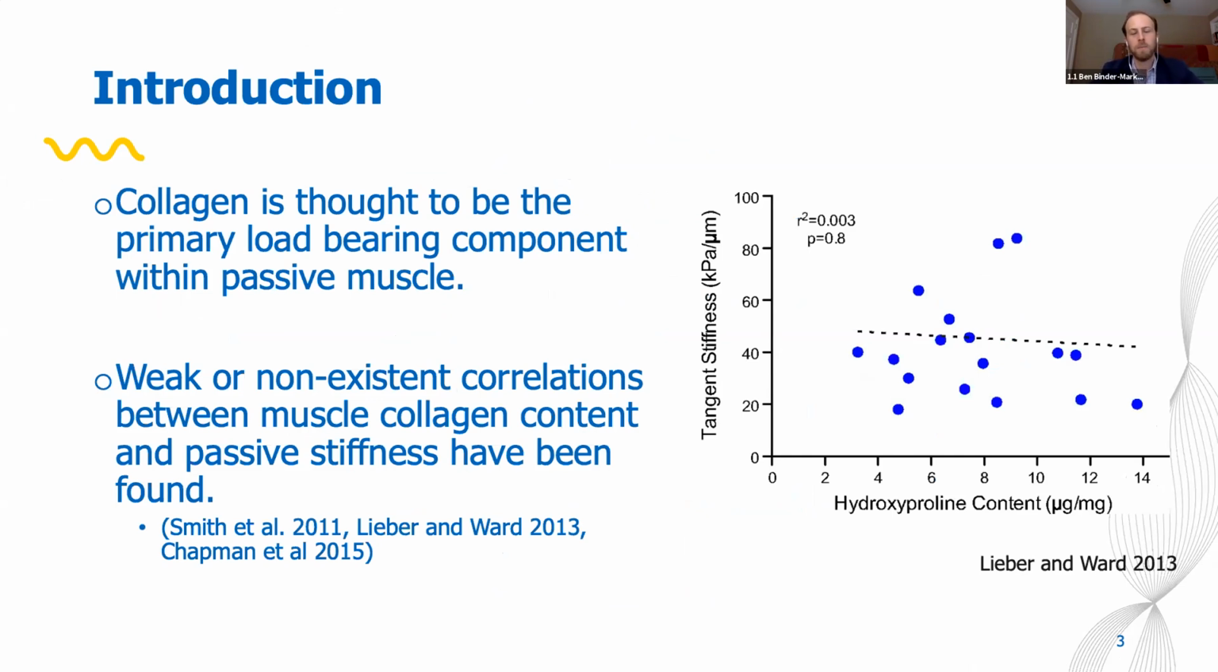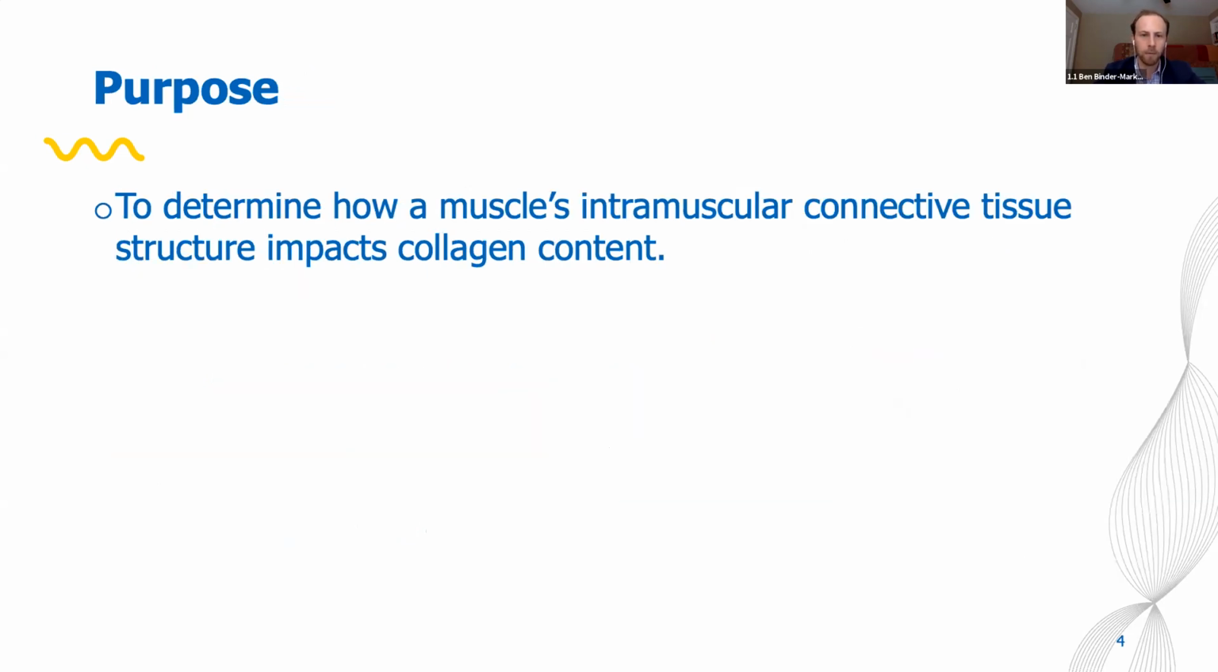This weak or non-existent correlation between muscle collagen content and passive stiffness has been found in both human and rodent muscles. This may be because isolated bundle preparations are unable to take into account the impact of the muscle's intramuscular anatomy, that is the distribution of the stiff connective tissue and compliant muscle tissue on the collagen content throughout a muscle, such that using a single collagen content value may not adequately represent the tissue's load-bearing capacity. Therefore, the purpose of this study was to determine how a muscle's intramuscular connective tissue structures impacts collagen content.